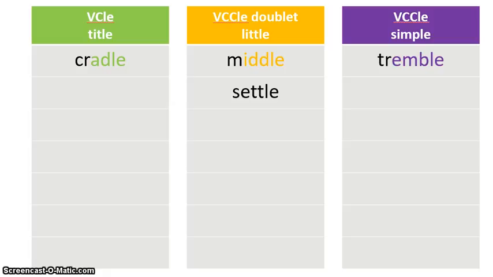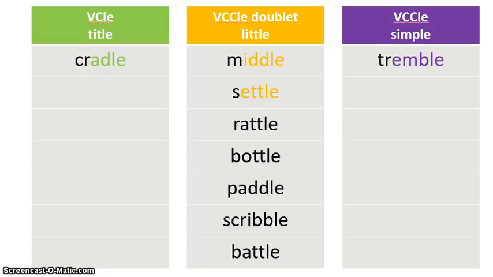All right, now that you're back, you should have found the words rattle, bottle, paddle, scribble, and battle. All right, and then I want you to go ahead and highlight in orange all of the patterns of the vowel, consonant, consonant, LE, doublet pattern. Okay, so you see how it looks here. It doesn't have to be in that order. It just has to be in that column. So that's the second column. That's probably the easiest column.